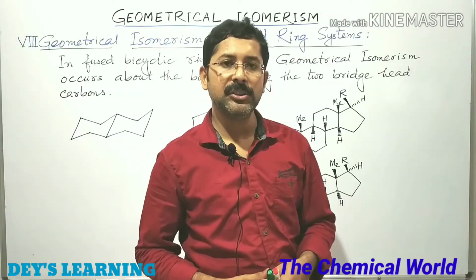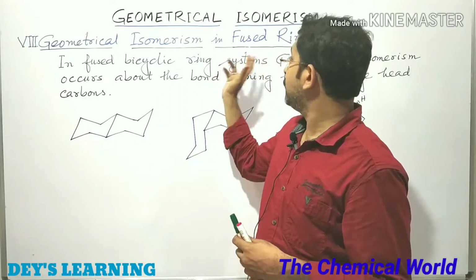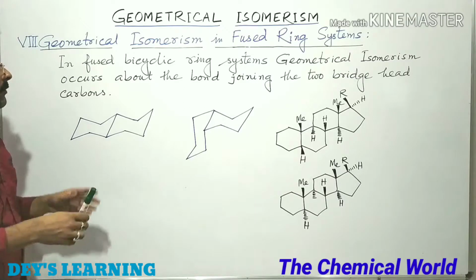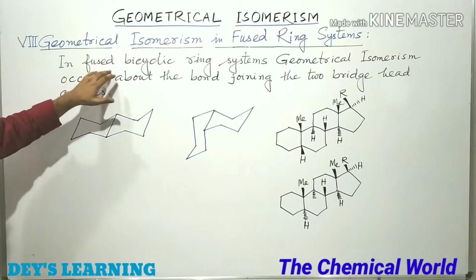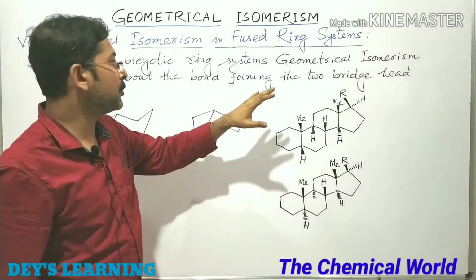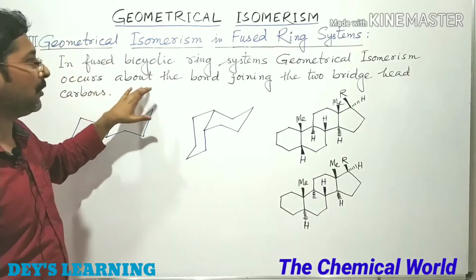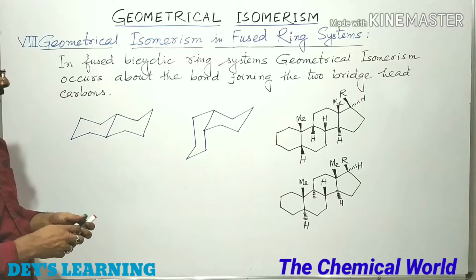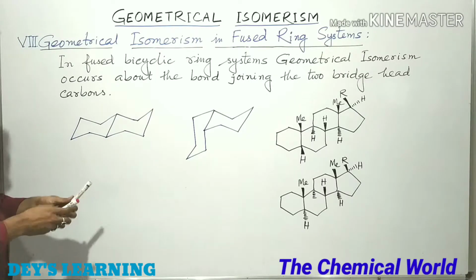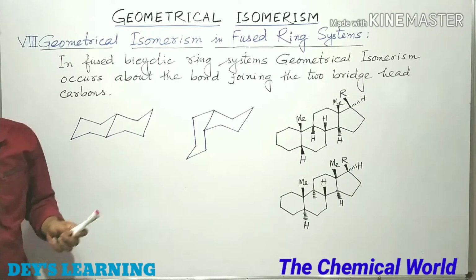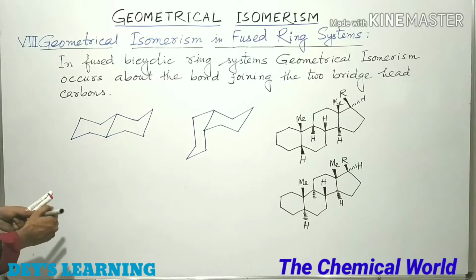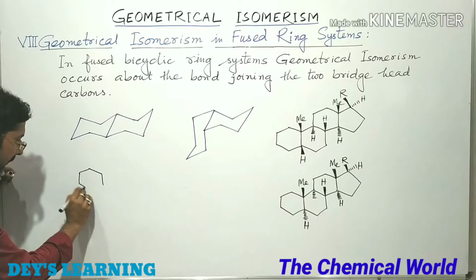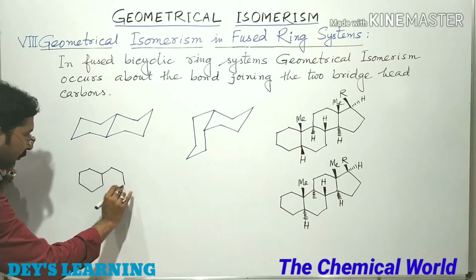Let us start geometrical isomerism in fused bicyclic ring systems. Okay, the condition is in fused bicyclic ring systems, geometrical isomerism occurs about the bond joining the 2 bridgehead carbons. This is the condition. Let's take some example. This is our molecule decalin. This molecule can also be written in this way also.